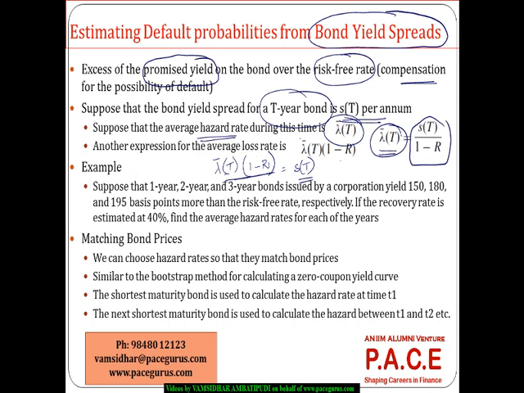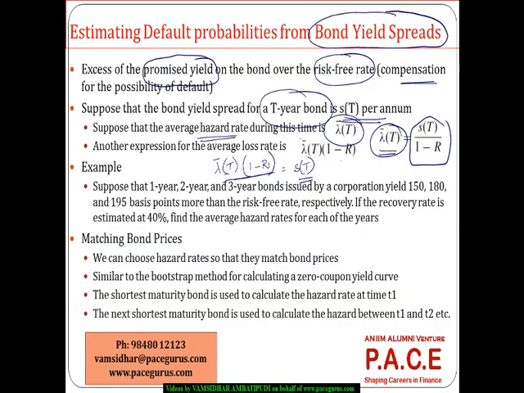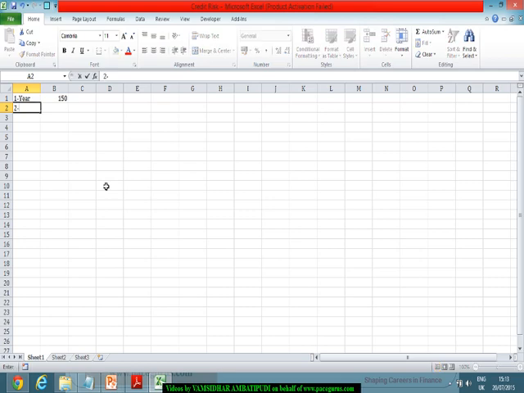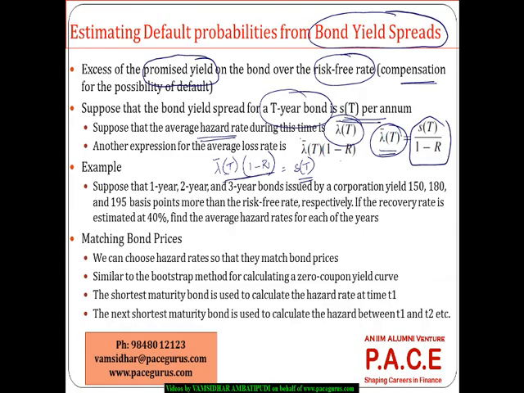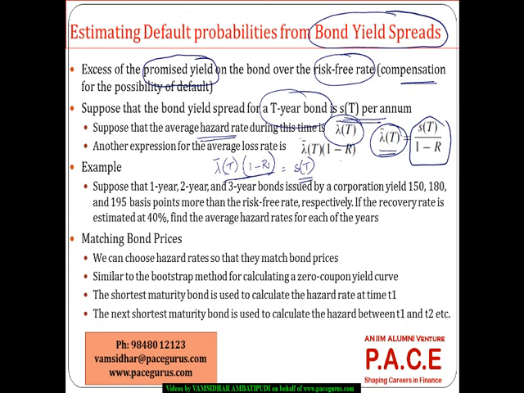Okay, suppose the 1 year, 2 year, 3 year bonds issued by a corporation. For 1 year, the spread is 150 basis points. For a 2 year bond, I am talking about 180. And for 3 years, I am looking at 195 basis points above the risk-free rate. Recovery rate is 40%. Find the average hazard rate for each of the years.